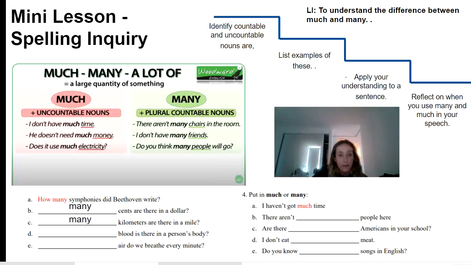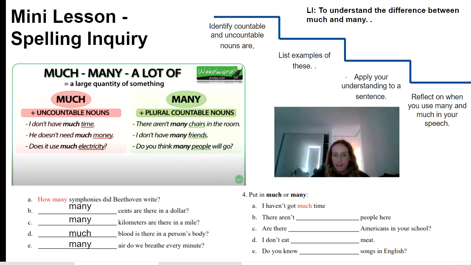How much blood is there in a person's body? So how many blood is there in a person's body, or how much blood? Correct. Much is correct because you cannot count blood. And E. I just realized that I've made a misconception myself. So it's not how many air do we breathe every minute. Well, that doesn't make sense, Miss Krusaska. It's obviously how much air do we breathe every minute. Okay, so I'm going to fix that up for you.